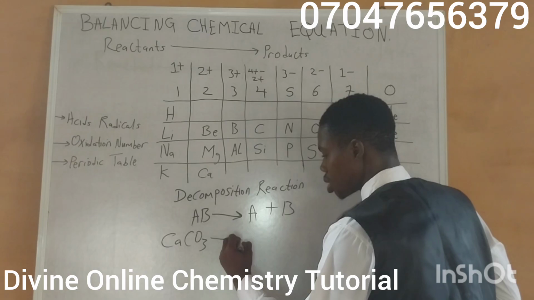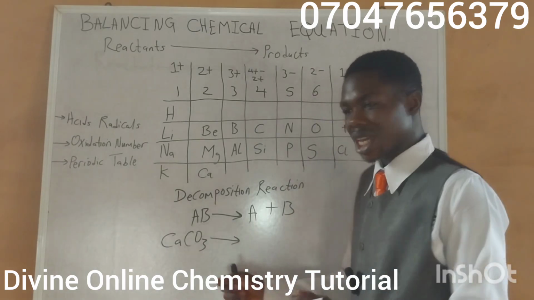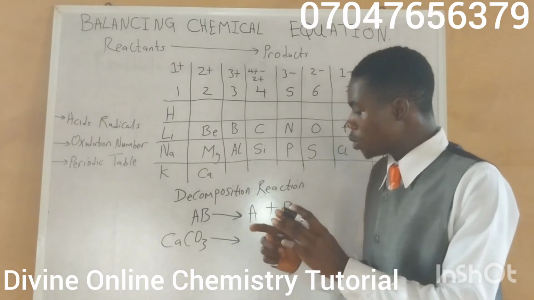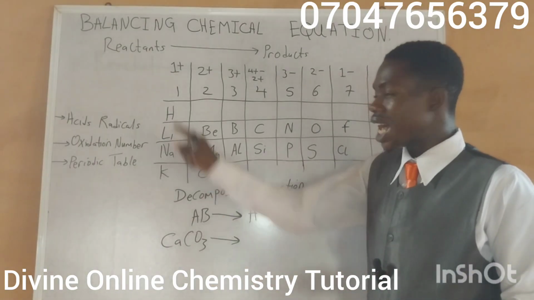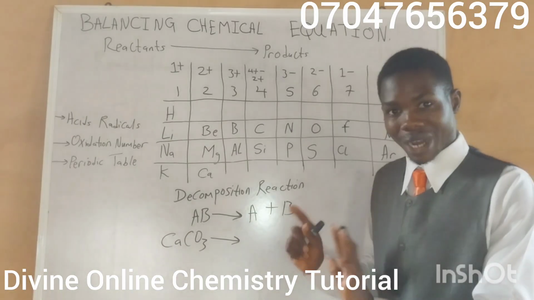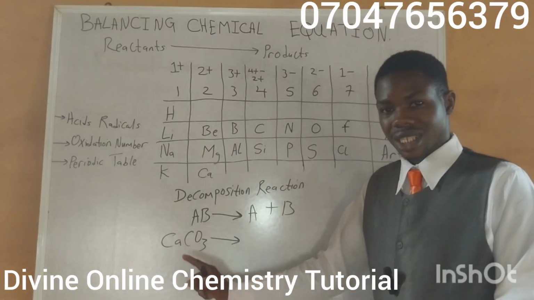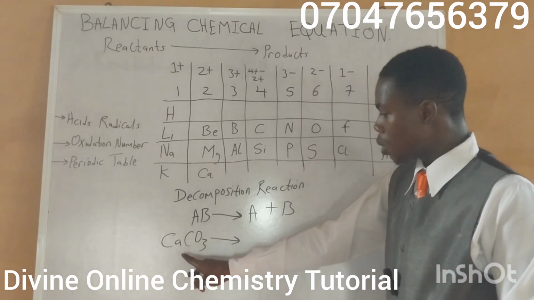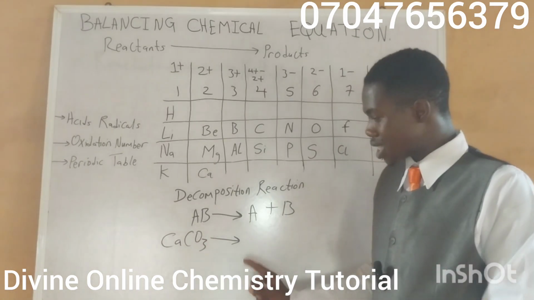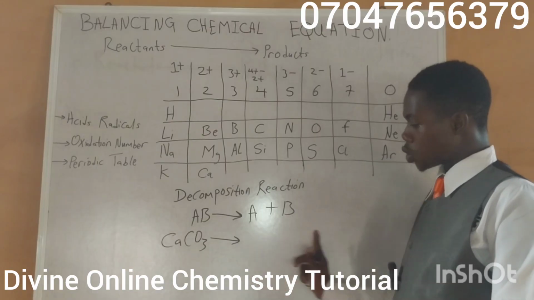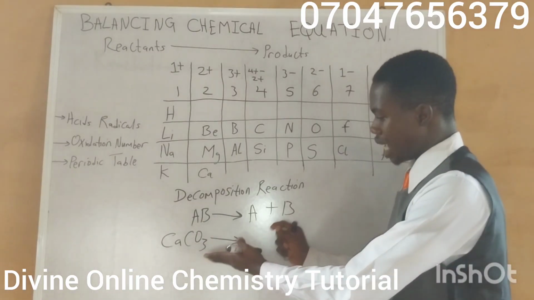CaCO3. Now just imagine that on that calculation question you are being given, you must always be given the species at the reactant side. Just imagine that you are being given an equation like this to balance. They give you calcium trioxocarbonate(IV), and they say that we should balance this equation. There's an arrow here, which means the one at the product side will be formed.